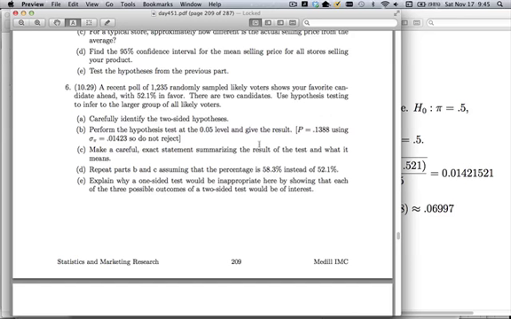Shows that your candidate is ahead with 52.1% in favor. Okay, so this is a percent that's coming from our sample, therefore it's a p. There are only two candidates. Use hypothesis testing to infer to the larger group of all likely voters. So carefully identify a two-sided hypothesis.